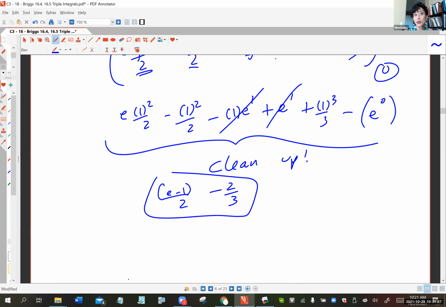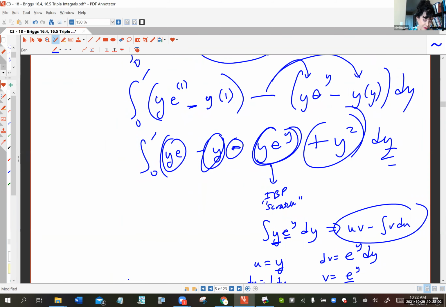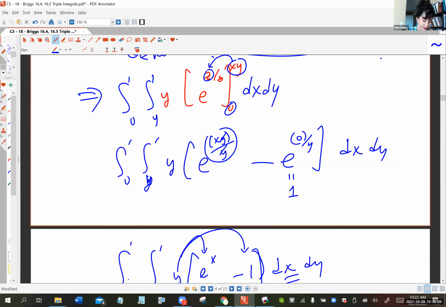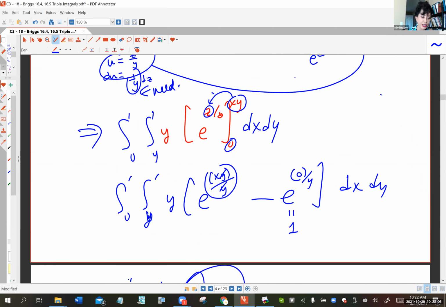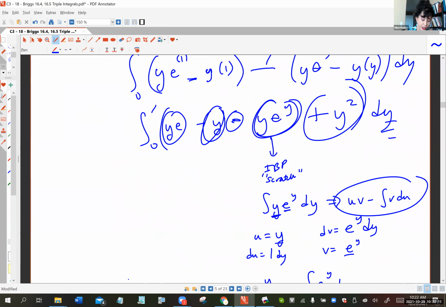One is setting up the triple integral using the set notation, and then gritting down and actually doing the triple integral from the inside out, and ending up with an IBP problem, integration by parts.